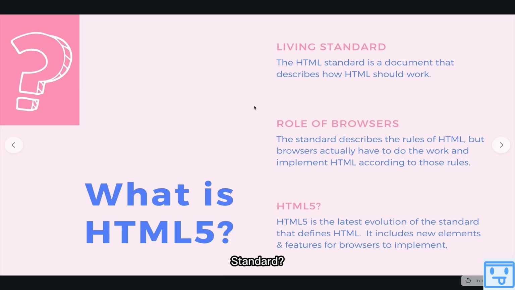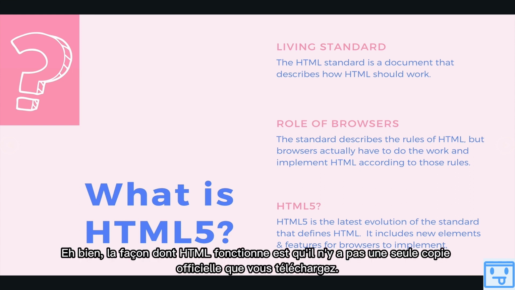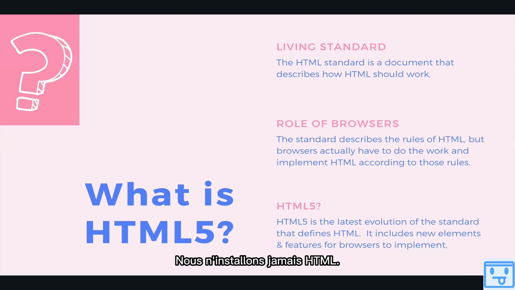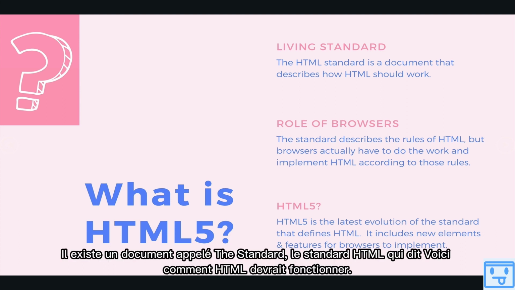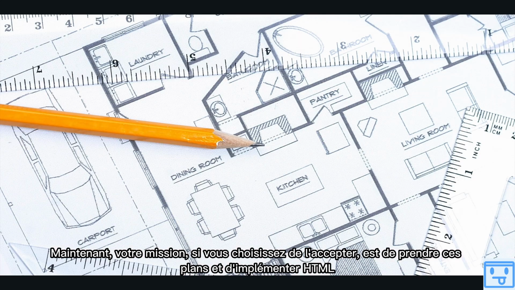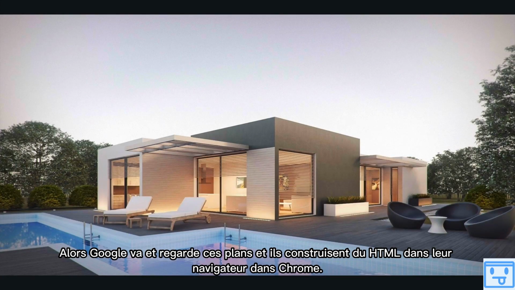So what am I saying, standard? What does that mean? Why is it a standard that defines HTML? Well, the way that HTML works is that there is not one official copy that you download. We never install HTML. Instead, HTML is defined basically as a set of instructions for how HTML should work. There's a document called the standard, the HTML standard, that says, here is how HTML should work. Now, your mission, if you choose to accept it, is to take these plans and actually implement HTML in a browser. So Google goes and looks at those plans, and they build HTML in their browser in Chrome.